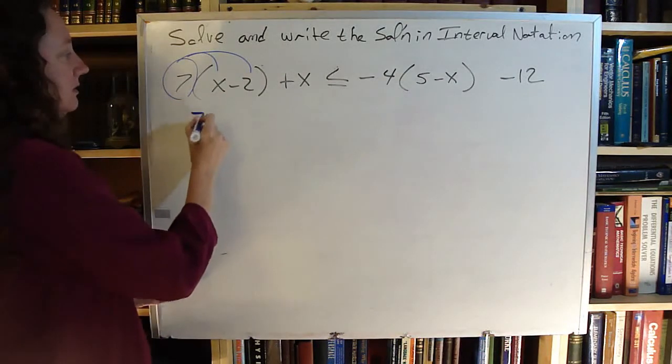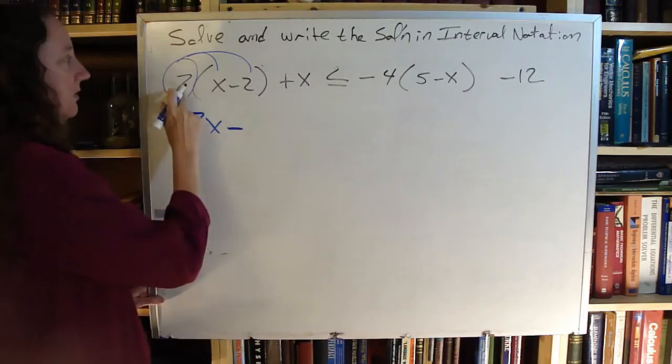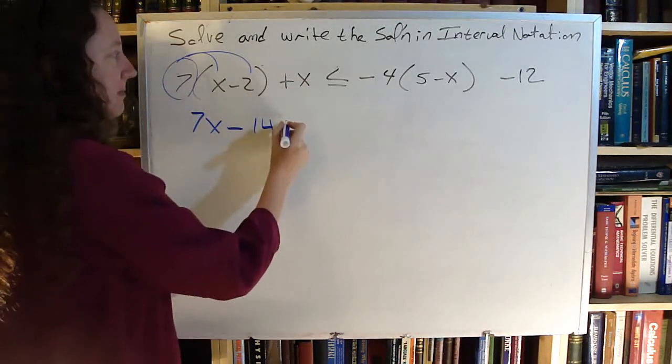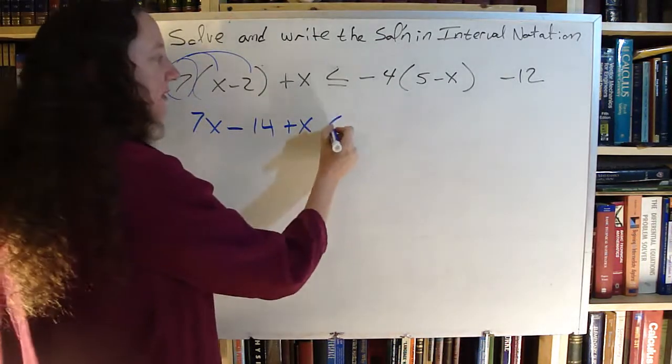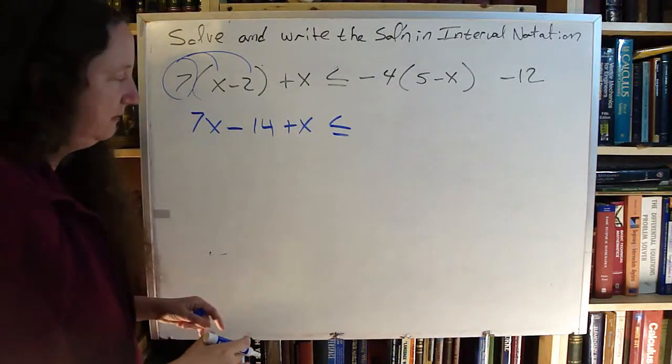7x, positive times minus is minus. 7 times 2, 14. Carry down my plus x. Carry down my same symbol that I have until I get to where I'm dividing by a negative.